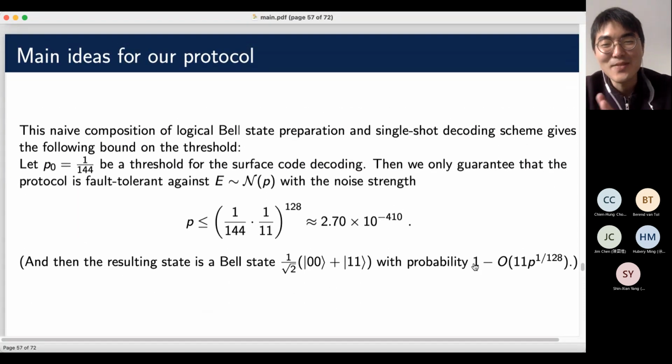So this naive version of our protocol is theoretically okay, but the threshold bound obtained by this naive composition is not very good, which is almost 0. So we consider the combined version of two protocols.